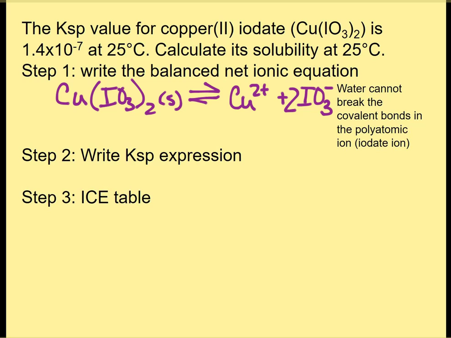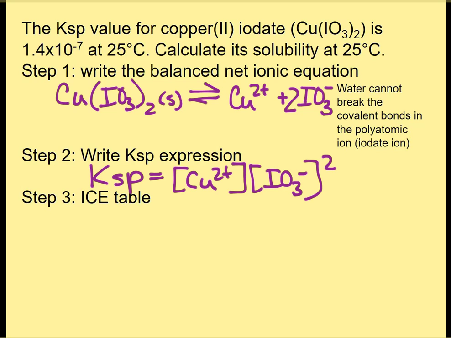Remember, if you have a polyatomic ion, it's usually surrounded with brackets, and they do not split up in water. Water's not strong enough to pull them apart, so they're going to stay together as their own little anion. Next, I'm going to write a KSP expression. So this is going to be my formula that I'm going to put my values in.